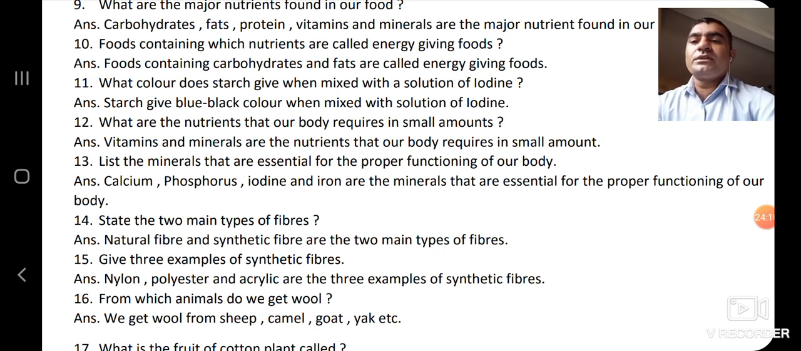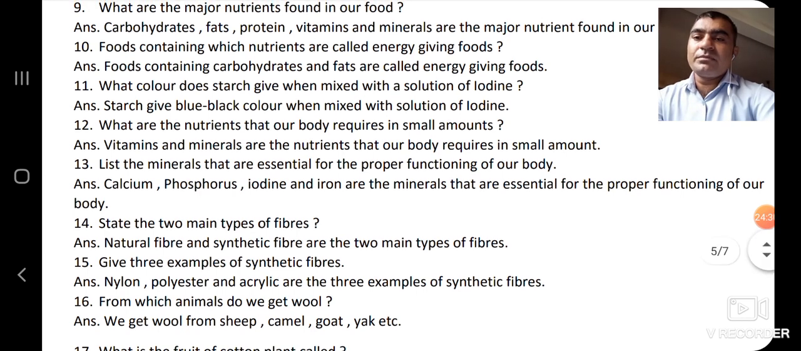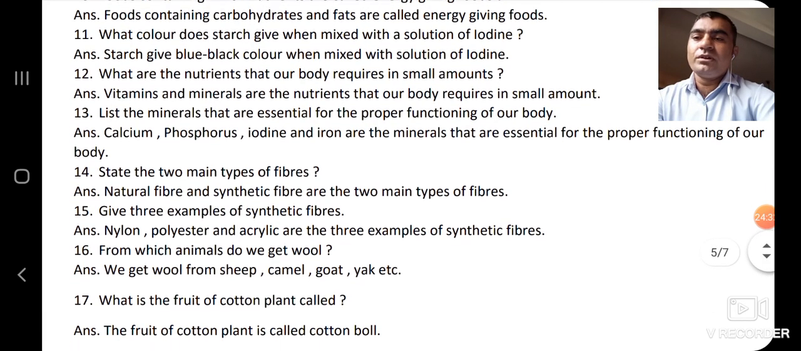Give 3 examples of synthetic fibers. Nylon, polyester and acrylic are the 3 examples of synthetic fibers. You can write any 3. Denim also, rayon is also synthetic fiber only. So you have to write any 3. From which animal do we get wool? We get wool from sheep, camel, goat, yak, etc. So these are the animals from which we get wool.